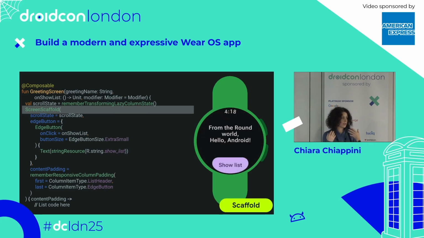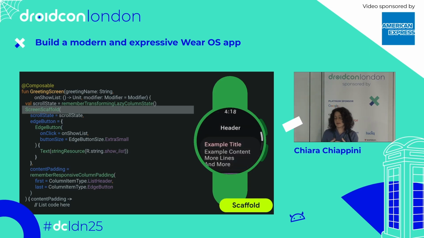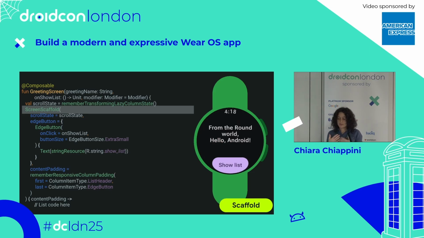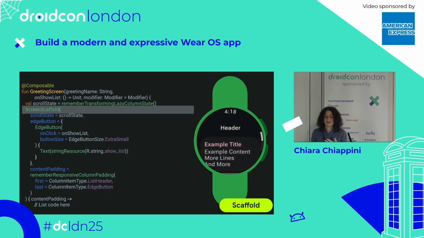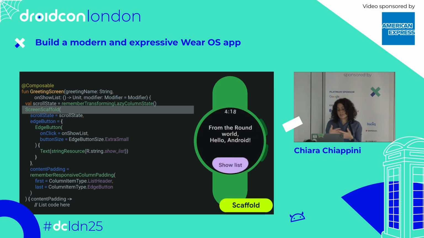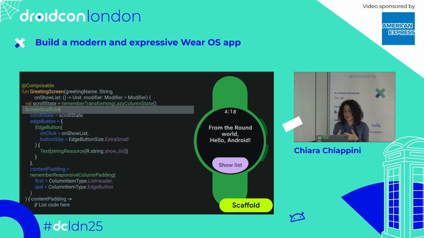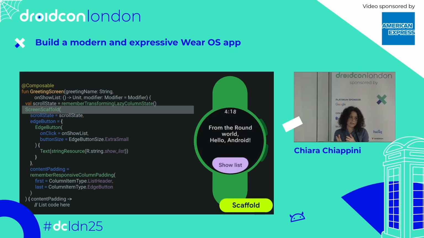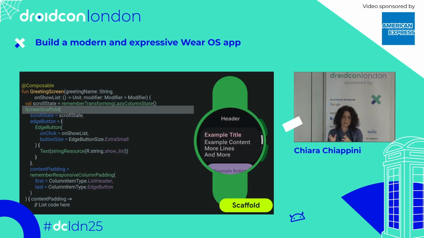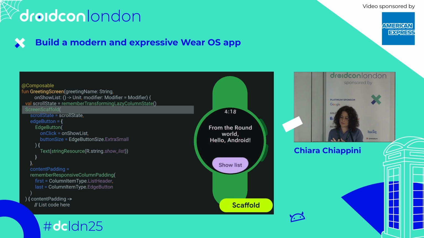If you were using the Horologist project, which is an open source project we built to help developers develop on Wear OS, you should already be familiar with this pattern and transitioning to Material3 scaffold components should be very easy. Just be aware that if you're migrating to Material3, you should only be using the scaffold from Material3 and not mix it with the Horologist ones.